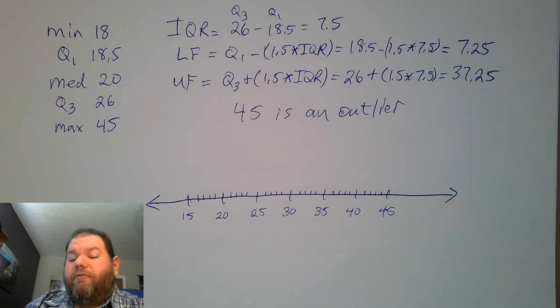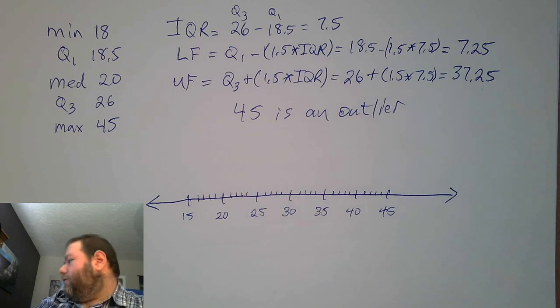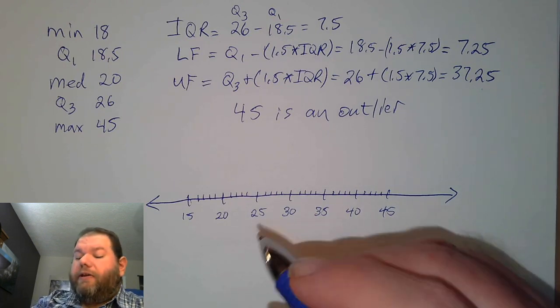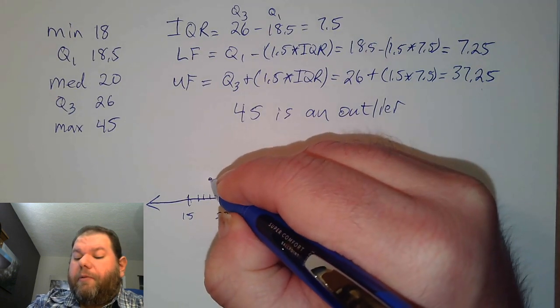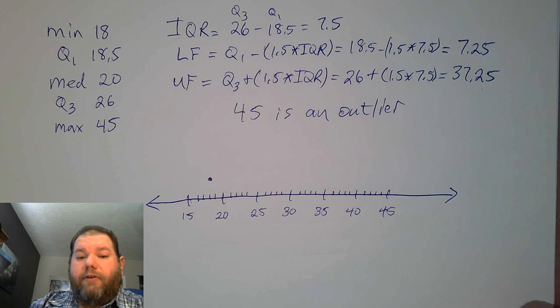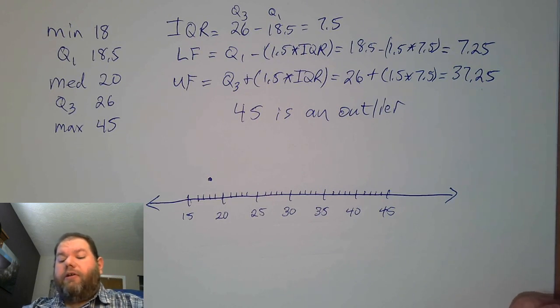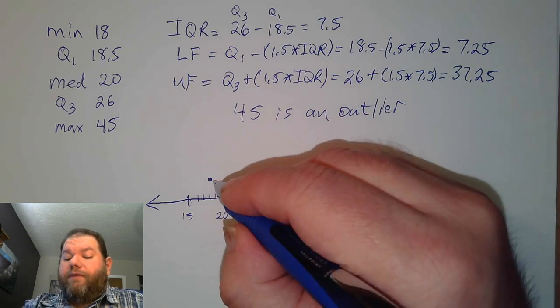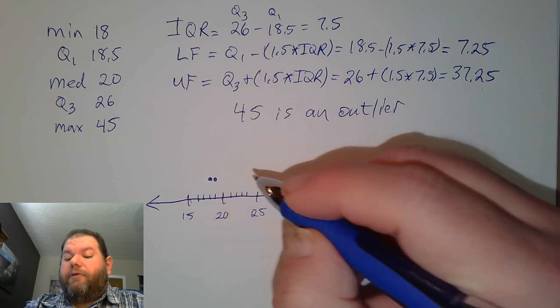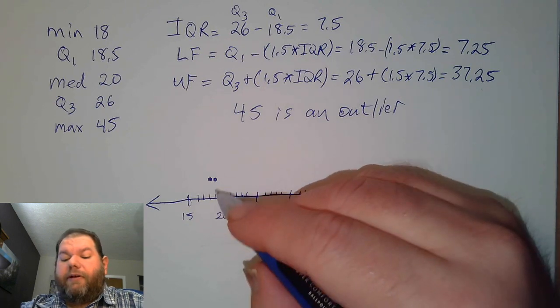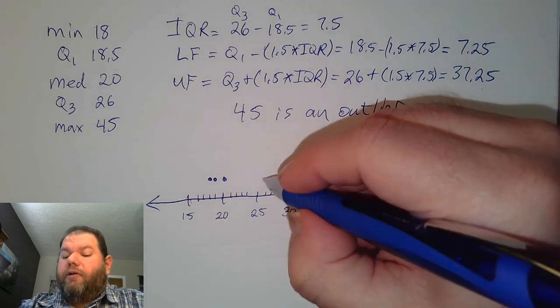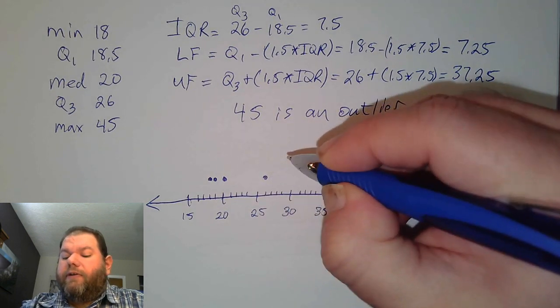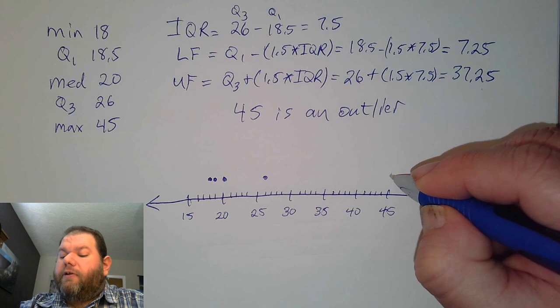Alright, so we go ahead and mark our 5 number summary, which is 18. So 18 would be right here. I'm going to make it a little bit above the number line rather than on it, just so we can see the entire box plot. Q1 is at 18.5, so I'll make a mark right next to that one, although it almost looks like 19. The median is at 20. Q3 is at 26, and the maximum is at 45.